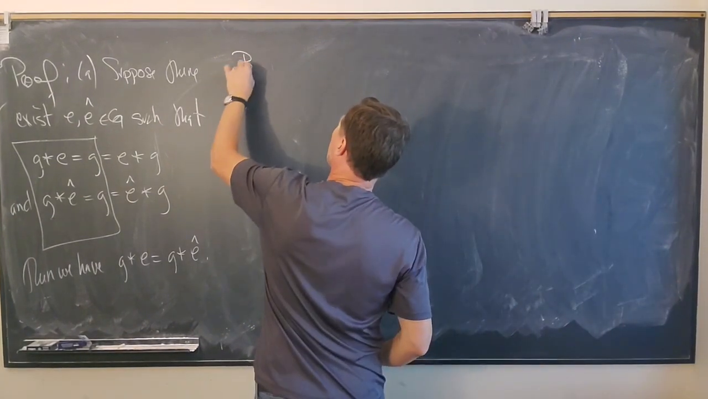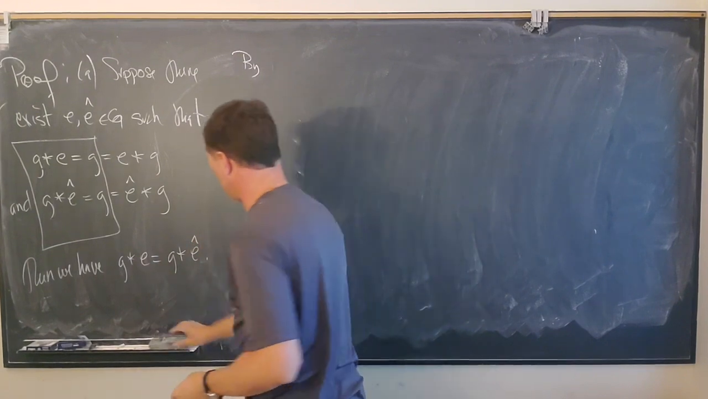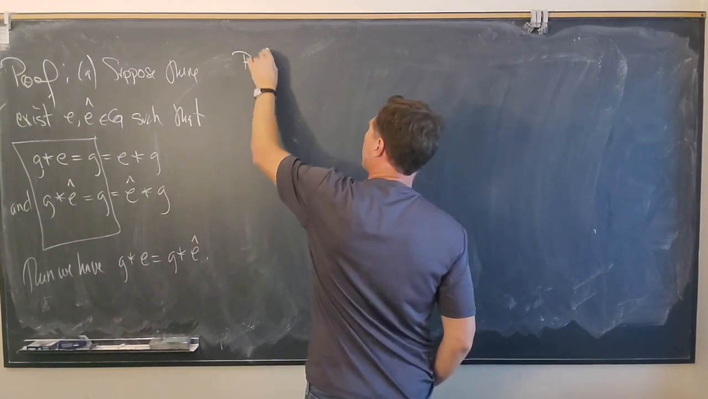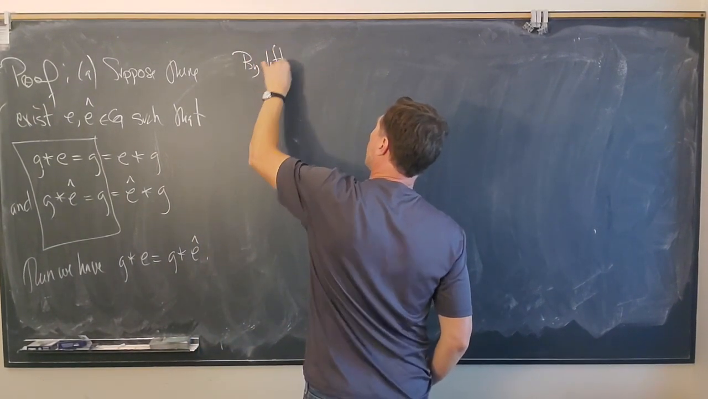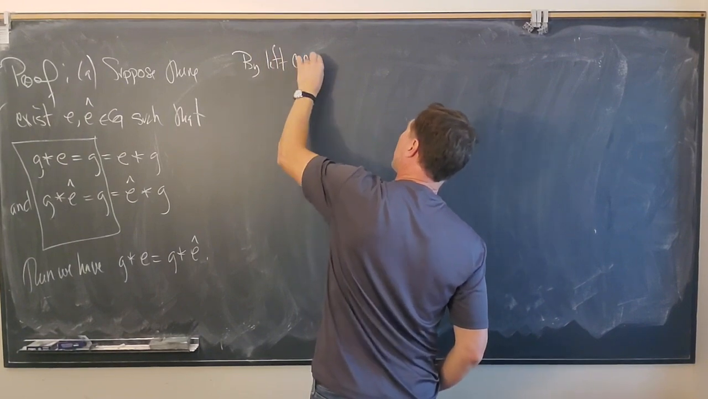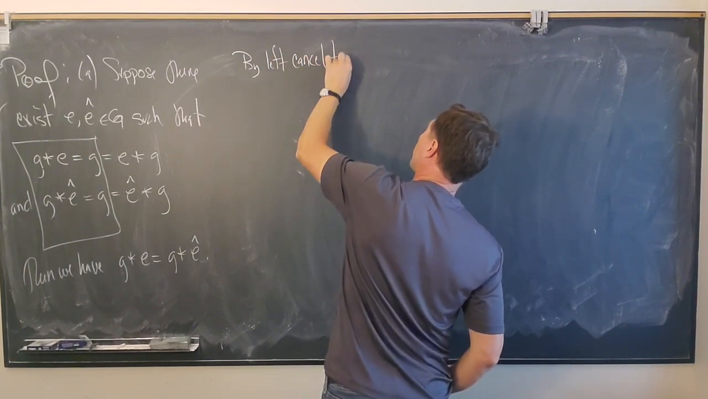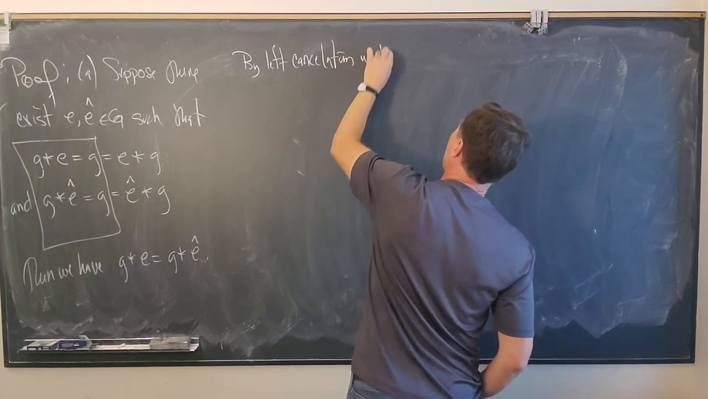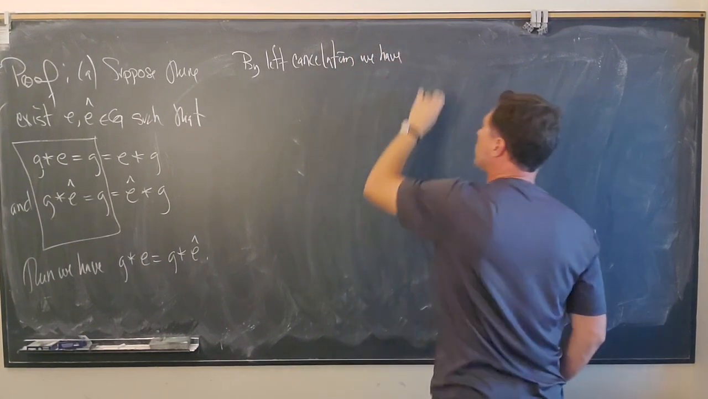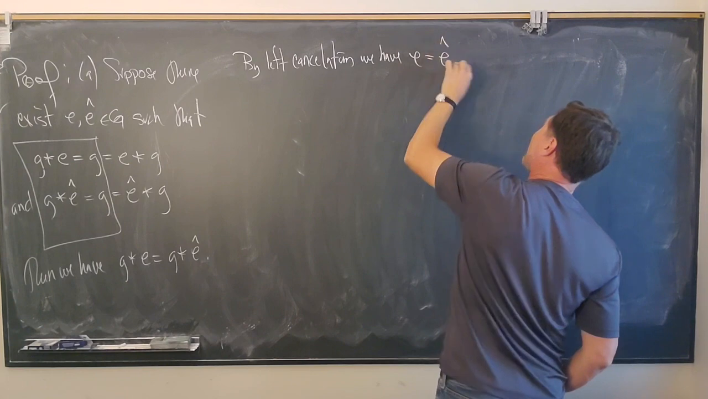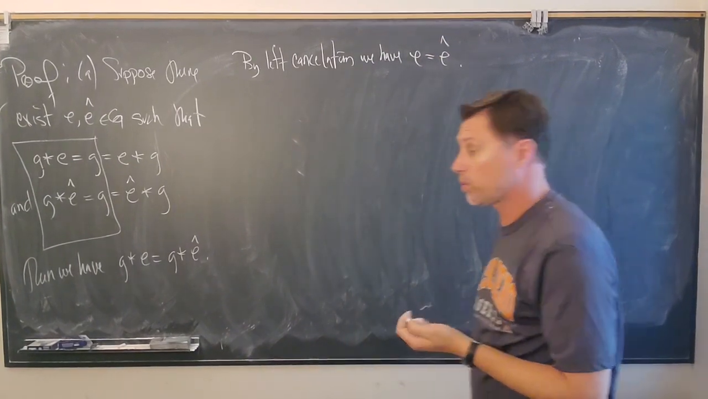You can list the theorem, or you can just say the property. So I'm just going to say by left cancellation. We have E equals E hat, so that takes care of the uniqueness portion in part A.